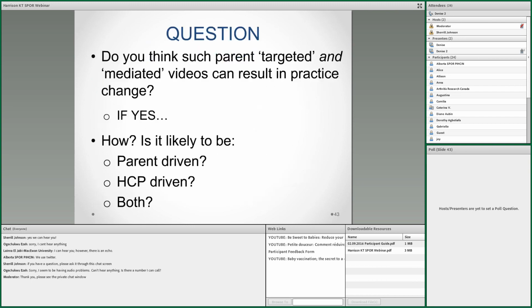So we're just going to come to another question now. Do you think such parent-targeted, and targeted really means that we're targeting parents to take action themselves, or mediated, where we're hoping or targeting parents to actually change healthcare provider practices, can result in practice change? So if you say yes, think about how, and is this likely to actually be parent-driven, or is it more likely to be healthcare provider-driven, or do you think it's both? And we'll just keep this poll open for a bit longer.